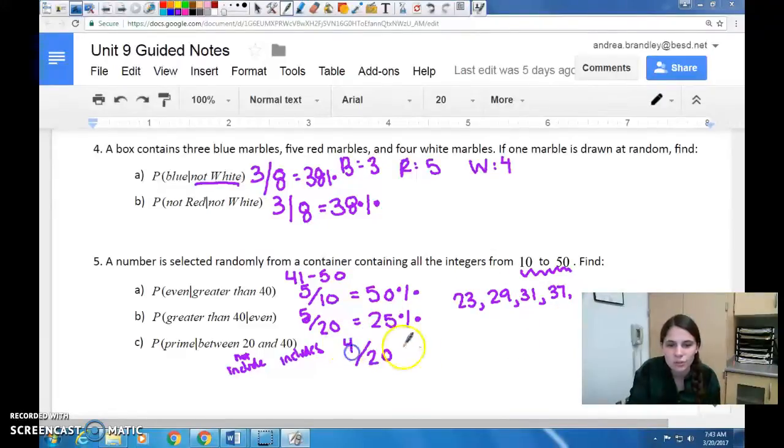So we have 4 out of 20. And if we go ahead and divide that, we're left with 0.2, which is 20%. So that's just a reminder on how to find conditional probabilities.